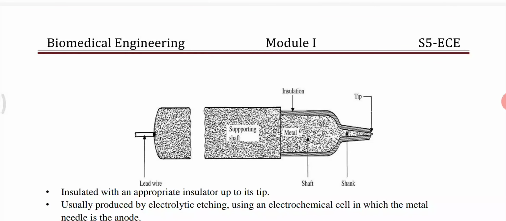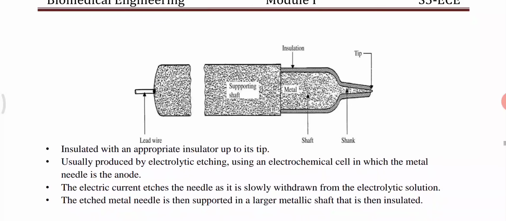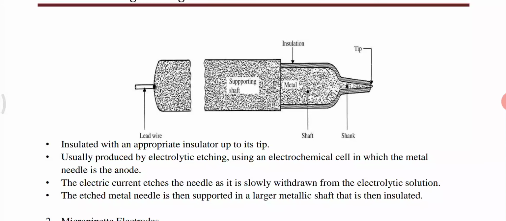Here is the figure of a metal electrode. This technique is also known as electropointing. That is, the metal microelectrodes are coated almost to the microtip with an insulating material. In the figure we can see the insulation from the side to the tip of it. To reduce the impedance, some electrolytic processing like chloriding the tip is done, usually produced by electrolytic etching using an electrochemical cell in which the metal needle is the anode. That is, to reduce the impedance we chloride the tip, and then developing by a photographic developer can be performed.